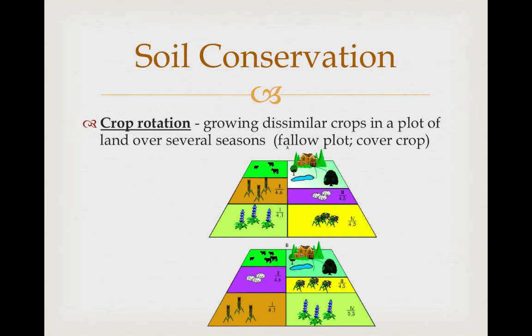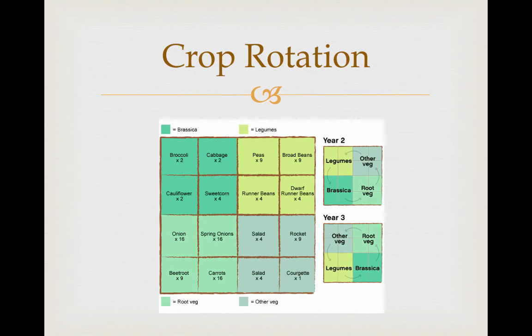The downside is that it cuts into your profits for that year, because there's one plot of land you're purposely not growing anything on. And it's good for any terrain. You can do this anywhere, really. All right, here's another example of crop rotation.